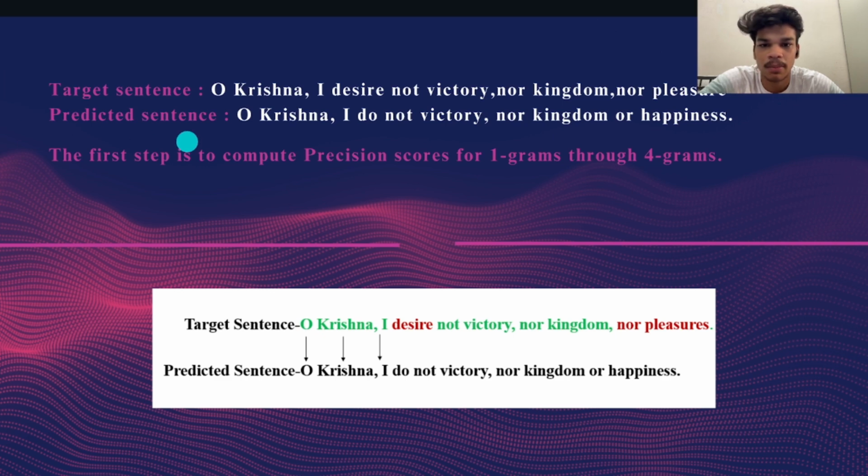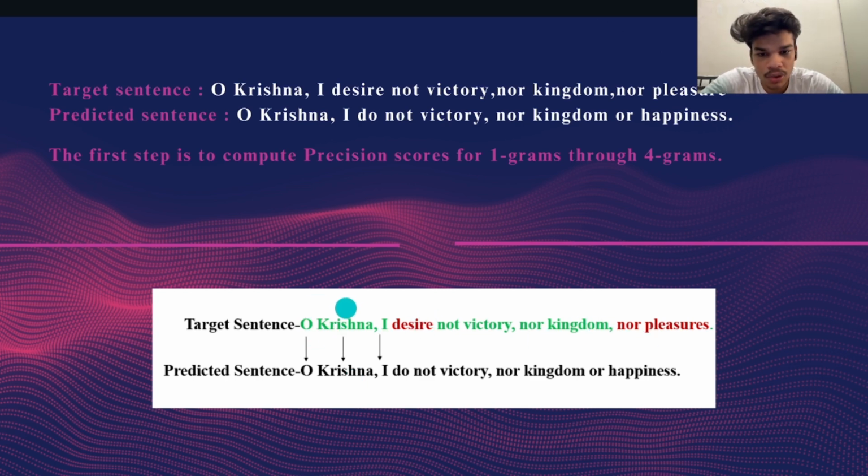The first step is to compute precision scores for 1-grams to 4-grams. So 1-gram is one-to-one matching. Like in the target sentence, the first word is O, and in the predicted sentence, the first word is O. In the target sentence, the second word is Krishna. In the predicted sentence, the second word is Krishna, and so on and so forth. For 1-gram matching, precision will be 7/10.